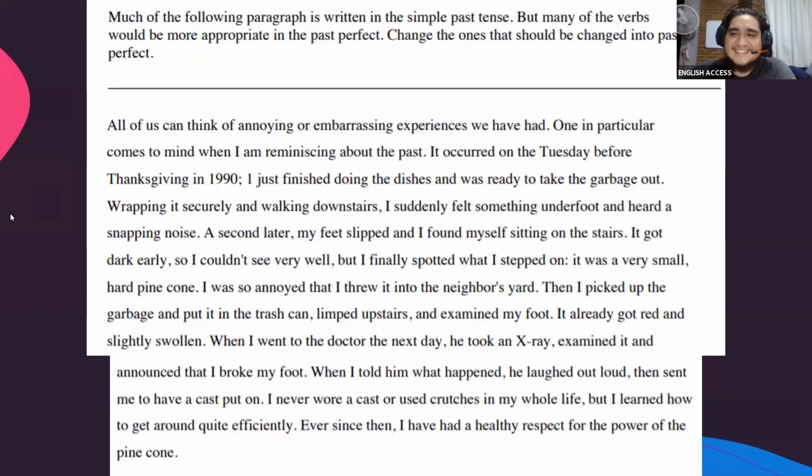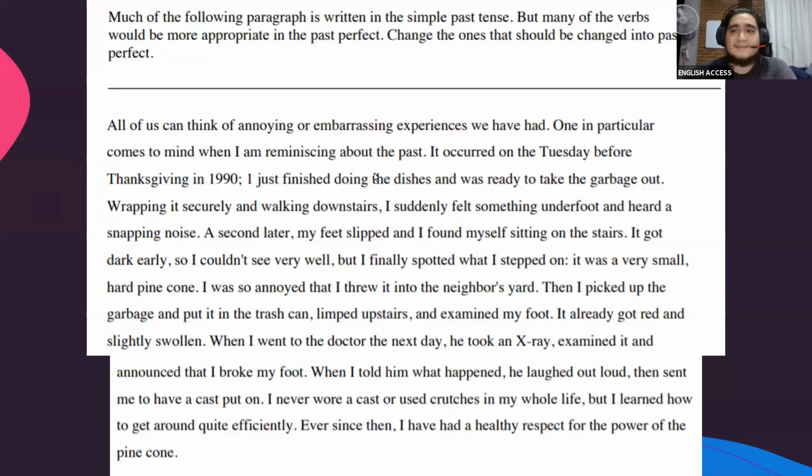Can you read the instructions, please? Much of the following paragraph is written in the simple past tense, but many of the verbs will be more appropriate in the past perfect. Change the ones that should be changed into past perfect.